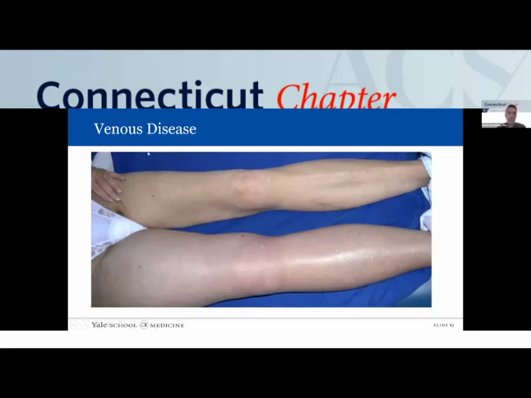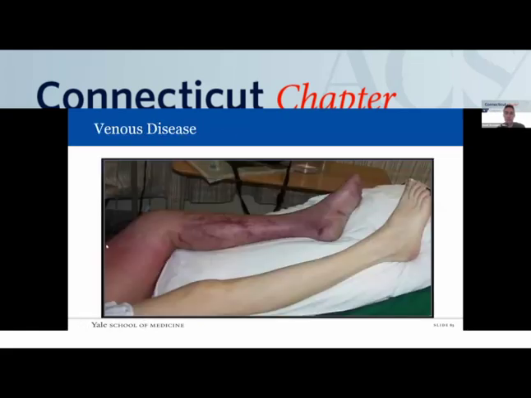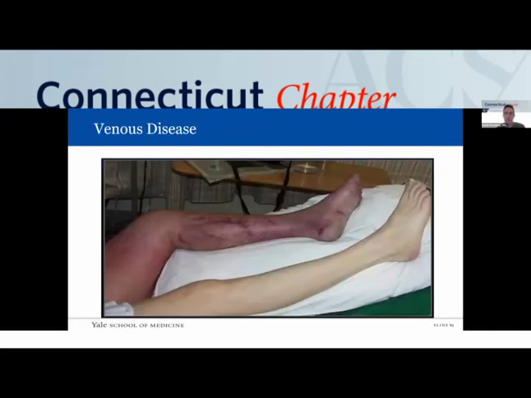And just briefly going over acute venous thromboses. There are two types of phlegmasia. There's the alba dolens, which is basically a painful white leg or painful white edema. This is what we call the cerulean phlegmasia, and this is basically a complete outflow obstruction. So this is a surgical emergency, like a strangulated hernia. These are patients that need immediate revascularization.